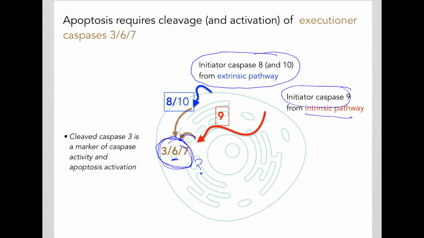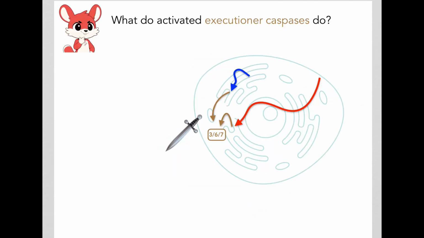What do they do? By the way, cleaved caspase 3 is actually used as a marker of caspase activity and apoptosis activation. So in research, when we want to see whether the cell is undergoing apoptosis, detecting this cleaved caspase 3 is one way of doing that.